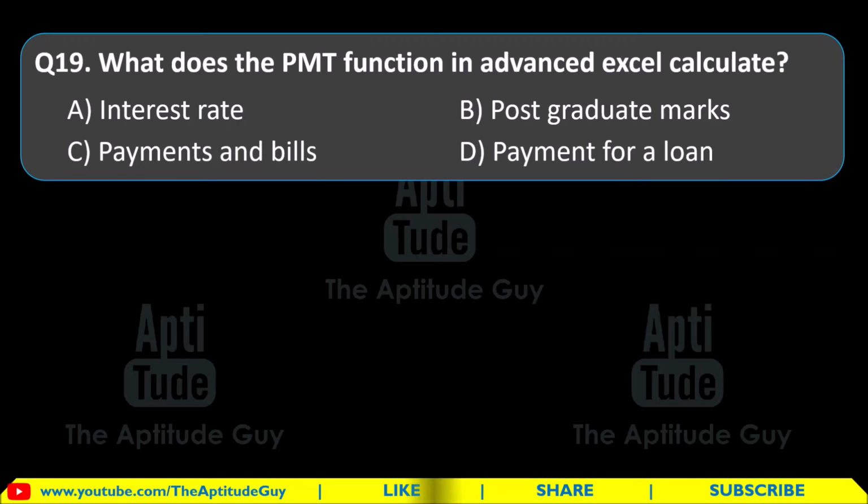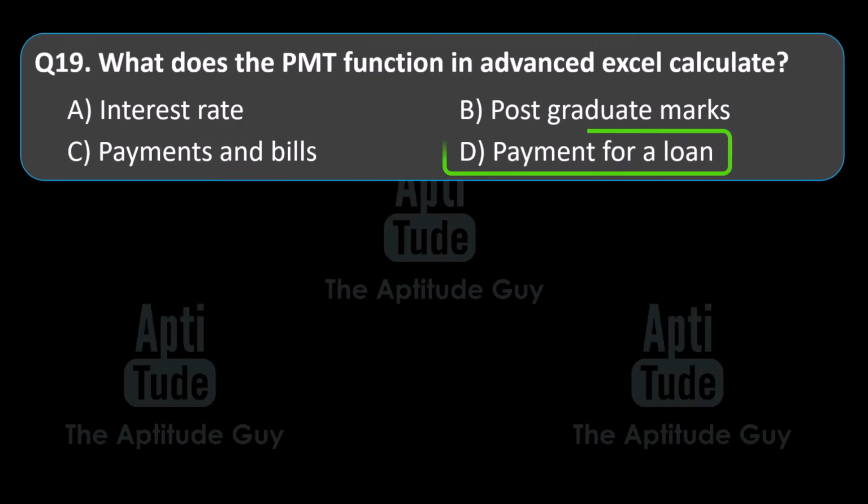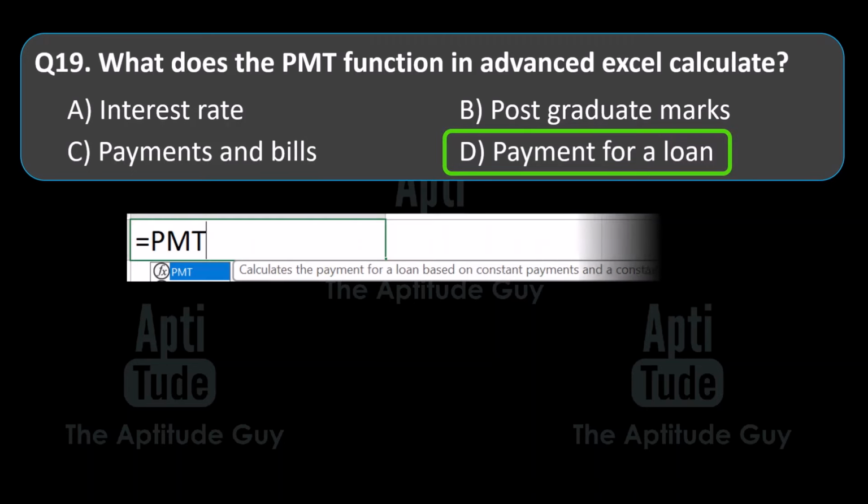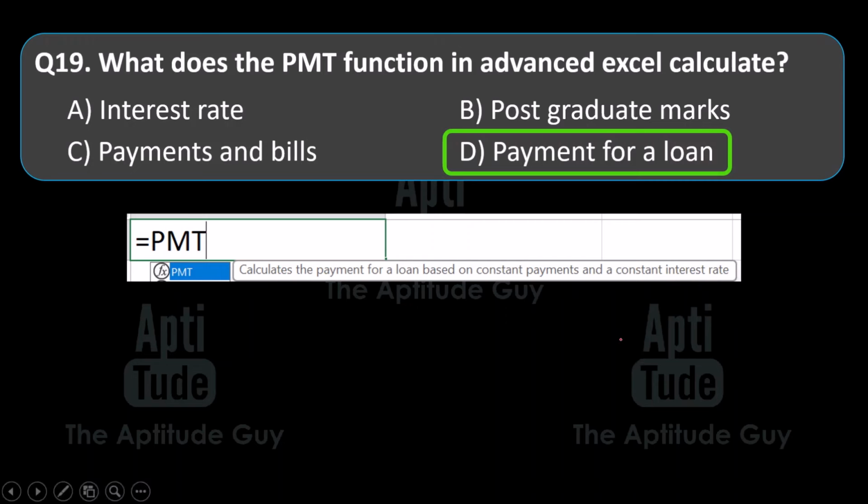Done? Okay, the answer is option D. Now, what does the PMT function do? The PMT function, now again, Excel being a sweetheart, tells you the entire definition of it. The PMT function calculates the payment for a loan based on constant payments and a constant interest rate. Okay, simple as that. It's there in the name. Cool then, let's move on.